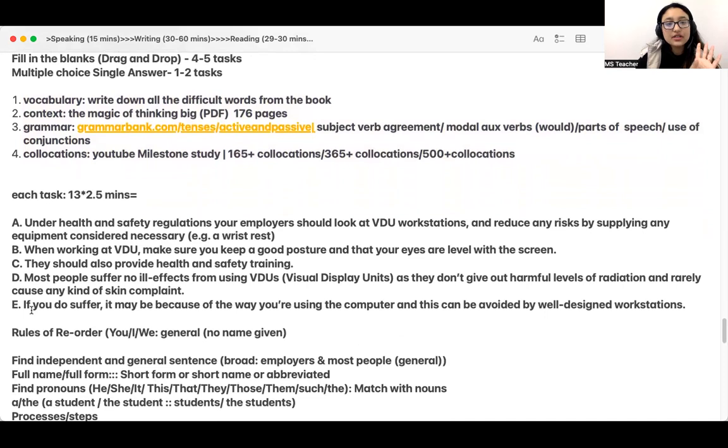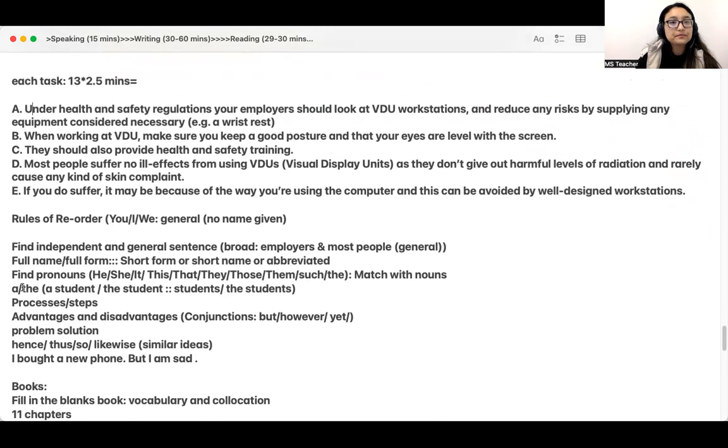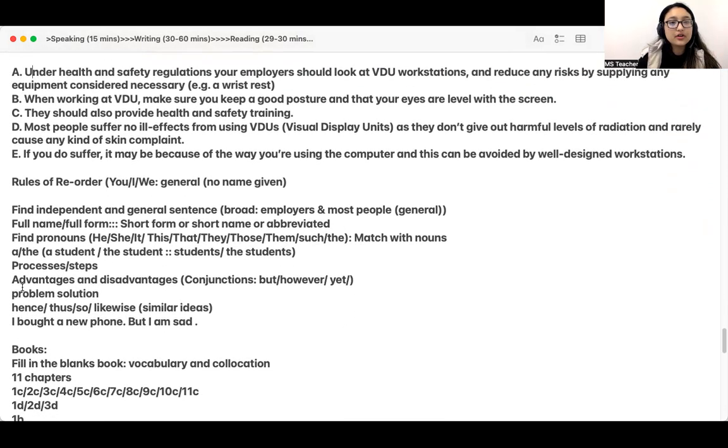Okay, so after this we now are going for rules of reorder. Now in a reorder paragraph, all you have to do is look at those jumbled order sentences and then put them in the right order.